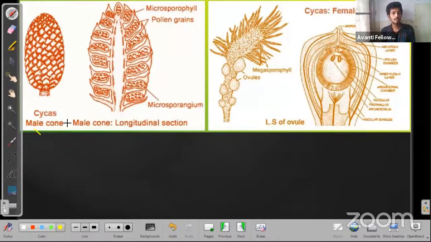So we come to this one. Here you can see how the male and female are represented. Remember, when we come to the pteridophytes, when we come to heterospory, there is one issue. What is the particular issue? The issue is that the female is retained in the parent plant body only, and the male has to go up to there for fertilization, right?